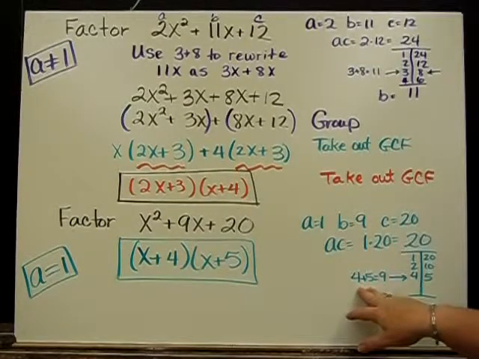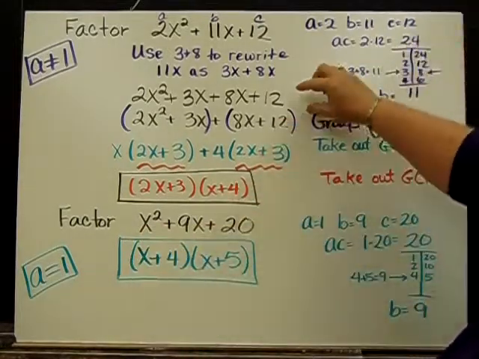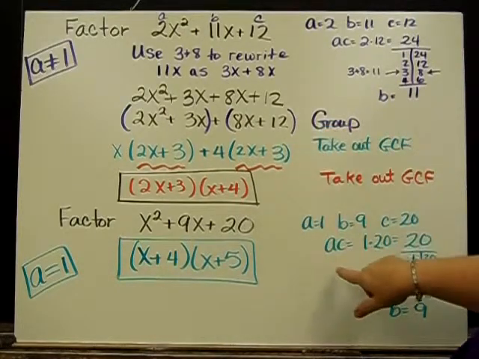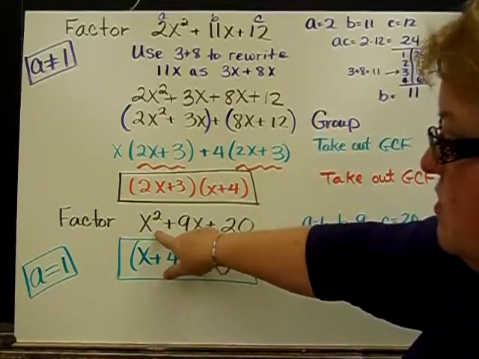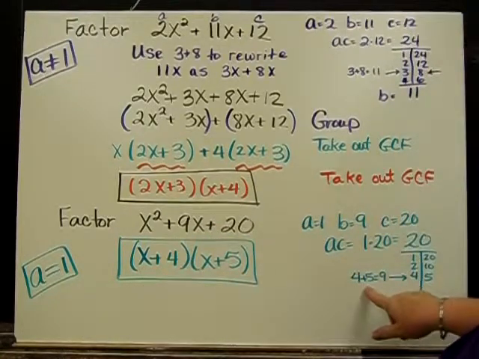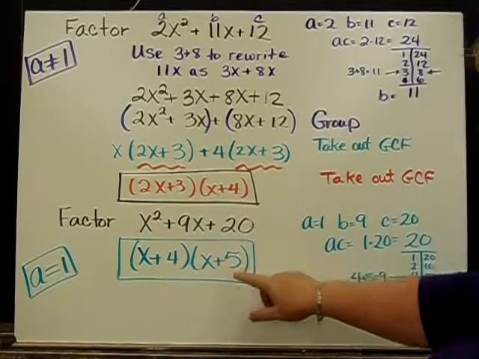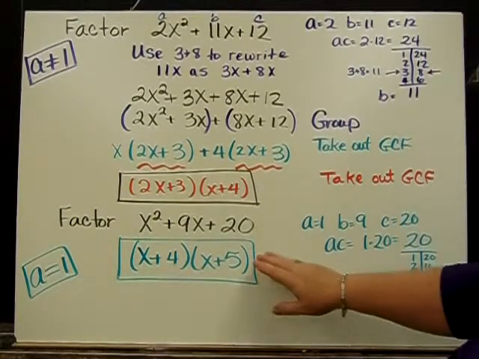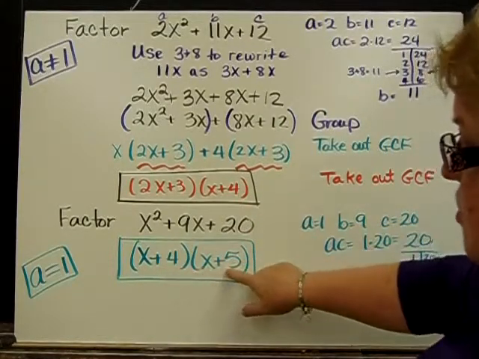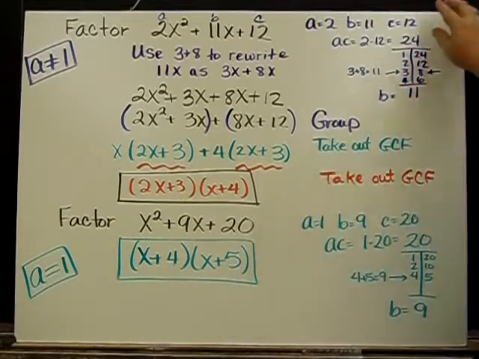So we're going to use these two numbers. Because a was 1, we do not have to go through the grouping step that we did up here. We can go straight to the answer. We'll take the square root of this term, which is our x. And then the 4 and the 5 are the numbers that we found over here. So x plus 4 times x plus 5 is the factored form of this expression. We know it's correct because 4 plus 5 gives us our 9, and 4 times 5 gives us our 20.